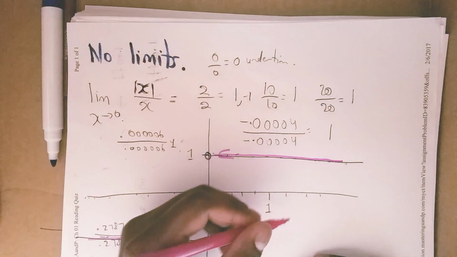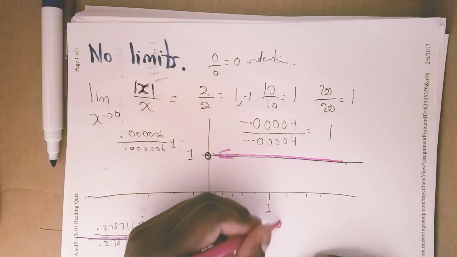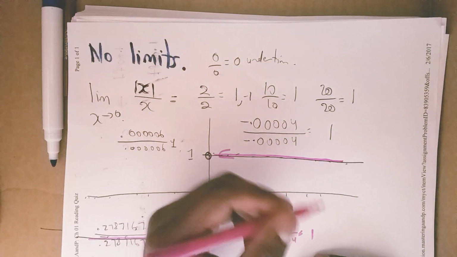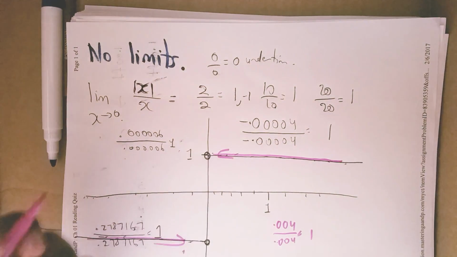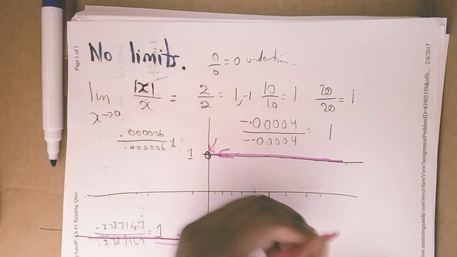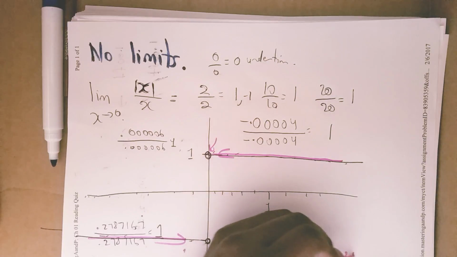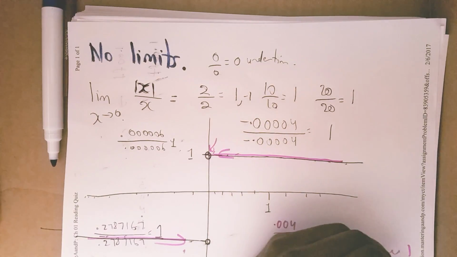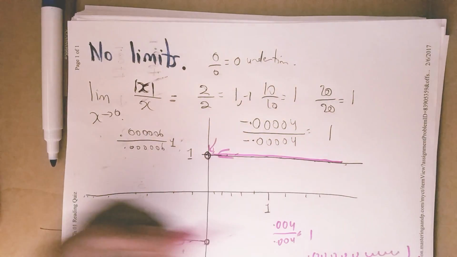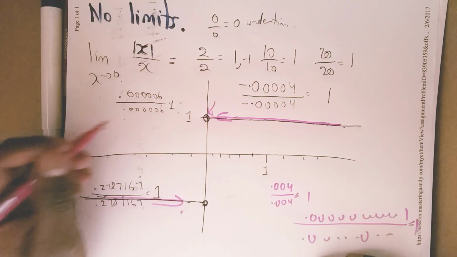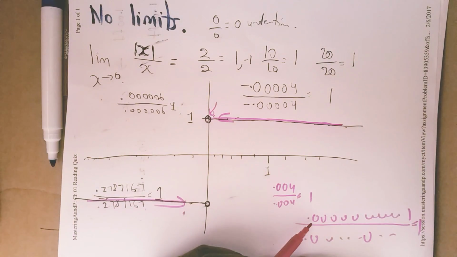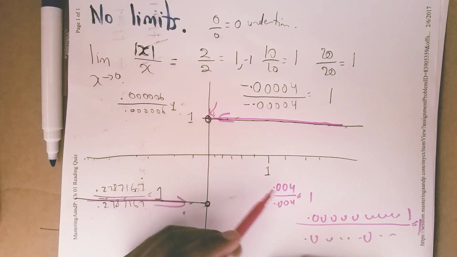If you plot any value into the function, if you plot 0.004 over 0.004, you get 1. It's not getting closer, it's not even moving, all the values remain the same. No matter how many numbers you plot, if you plot 0.00001 divided by 0.00001, you still get 1. So you're not getting closer to anything as you plot values.